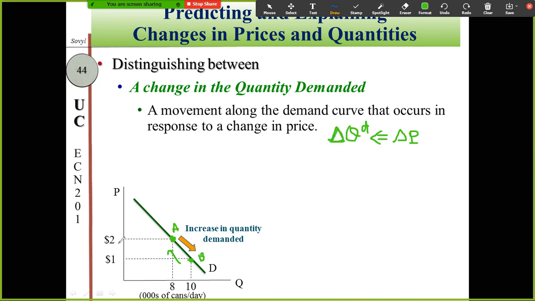Look at this one. When the price is 2, demand is 8,000. When the price is 1, demand is 10,000. So when the price is cheaper, demand is more. Or when the price is expensive, demand is less. That's why when the price changes, quantity changes. This is what we call a change in quantity demanded: a change along the same demand curve.